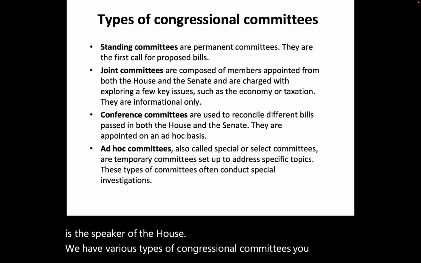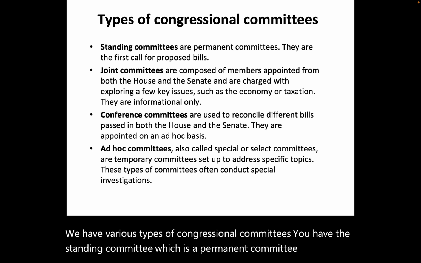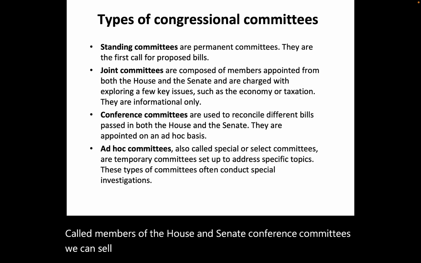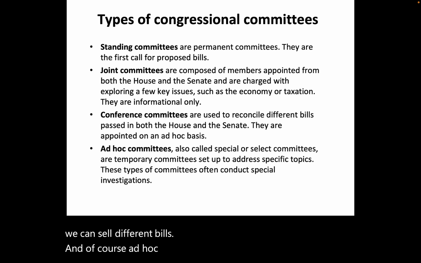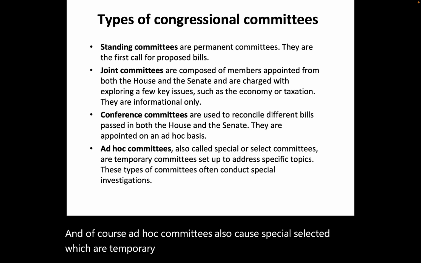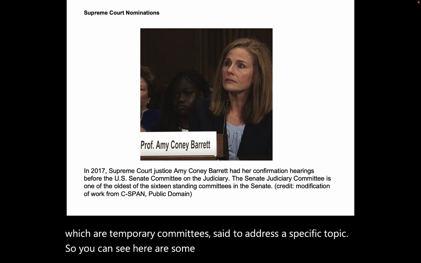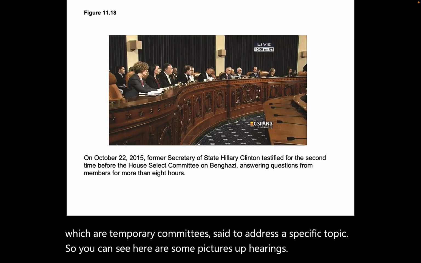We have various types of congressional committees. You have the Standing Committee, which is a permanent committee. You have the Joint Committee, with members of both the House and Senate. Conference committees reconcile different bills. And ad hoc committees, also called special or select committees, are temporary committees set to address a specific topic. You can see here some pictures of hearings from the past.